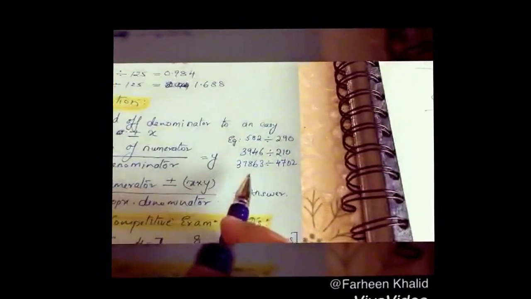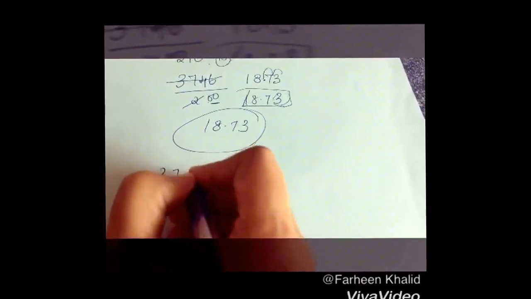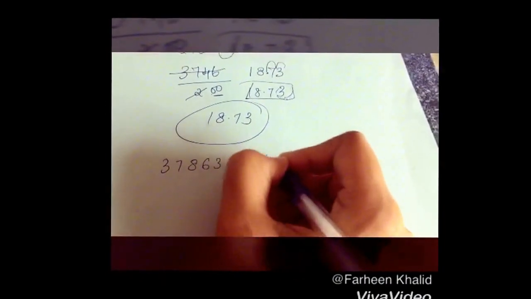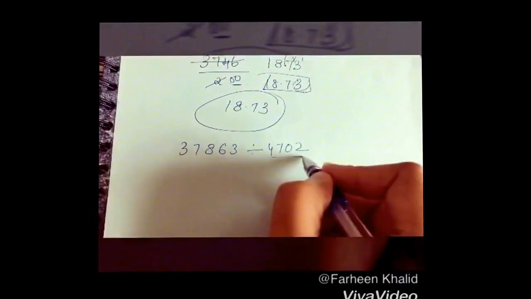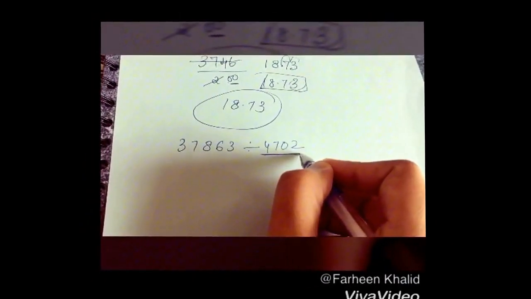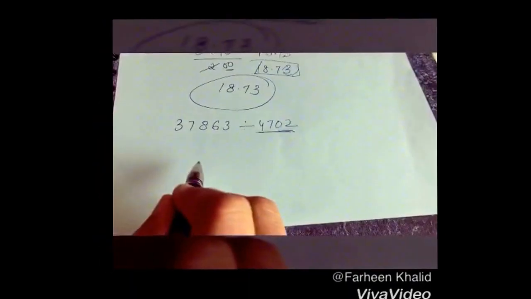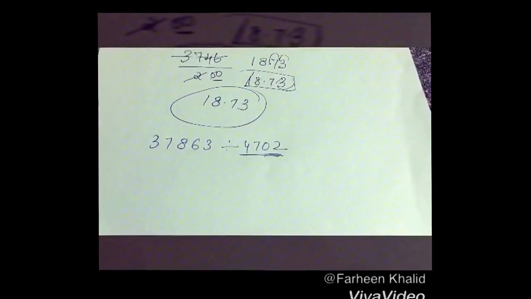So let's do one last one, which is 37863 divided by 4702. So you see how huge that sum looks, okay, but we are going to do it like a piece of cake. So what do we do here? We ask how much do we add to 4702 so that it becomes the nearest rounded figure, okay.